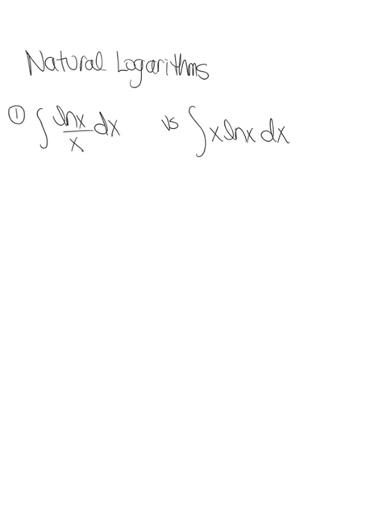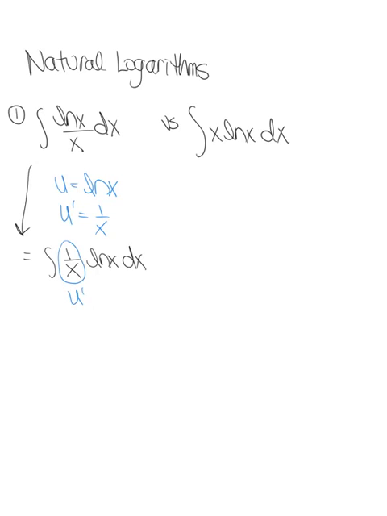Remember, with natural logs, you can do a u substitution allowing u to be the natural log of x, as long as you have the u prime associated with that, and the u prime associated with the natural log of x would simply be 1 over x. If I rewrite my integral, making it a little easier to look at, this is the same as the integral of 1 over x times the natural log of x with respect to x. I can clearly see that this entire piece becomes my u prime, and this piece right here is a u to the first.